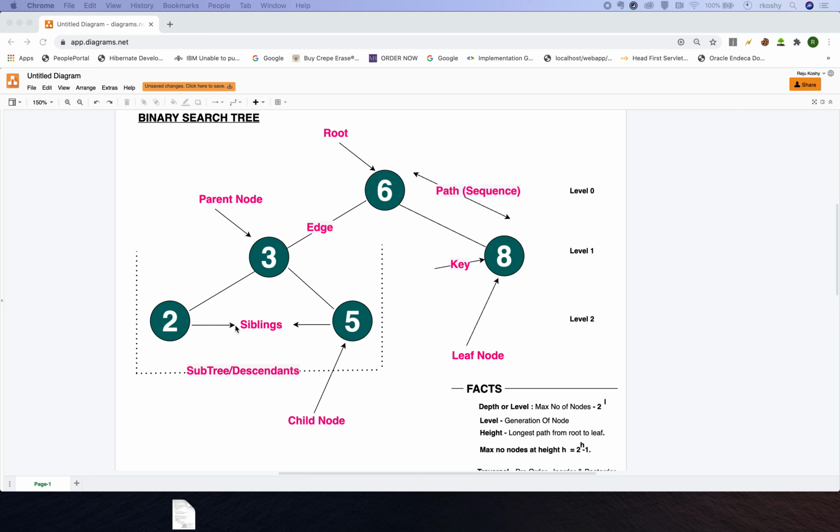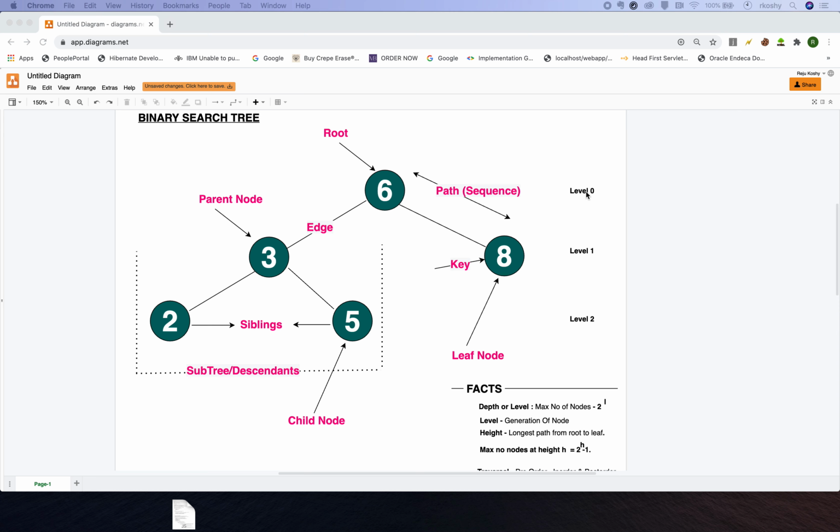But now let us get into the real business. There are two important concepts we should understand when we discuss trees. That is the level, or depth. These two things are the same. Don't ever confuse level and depth. Level and depth are the same.